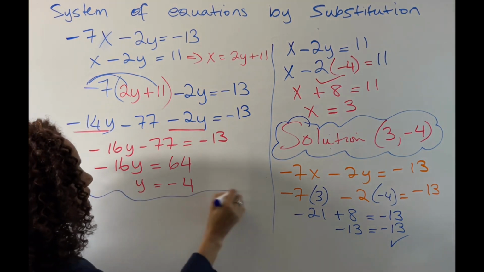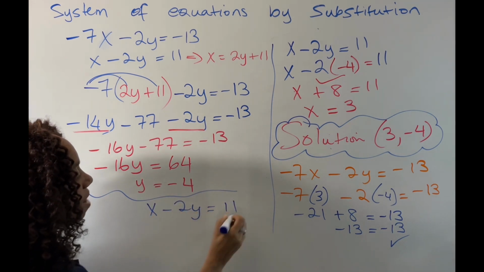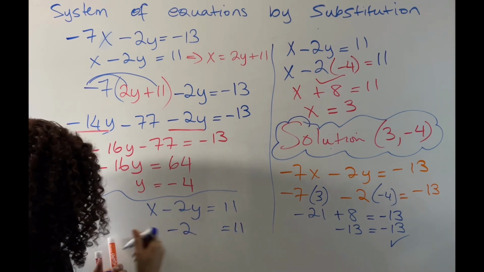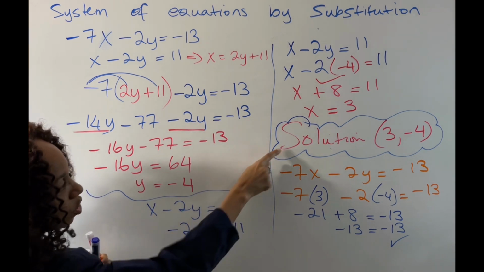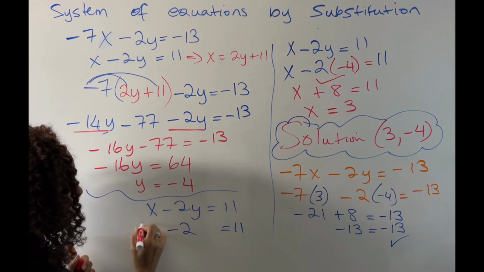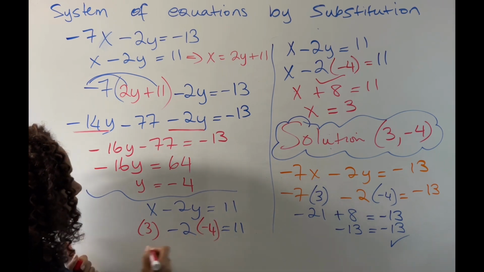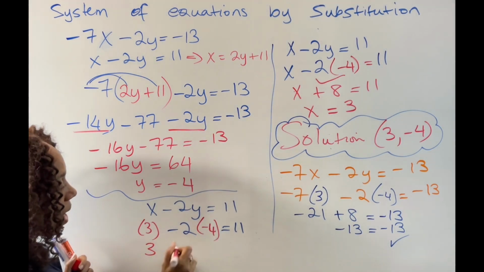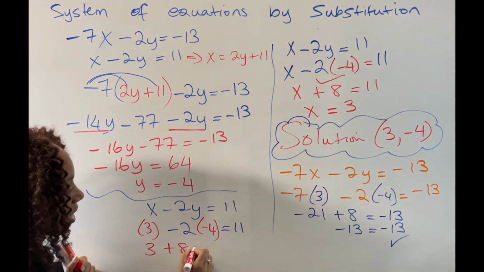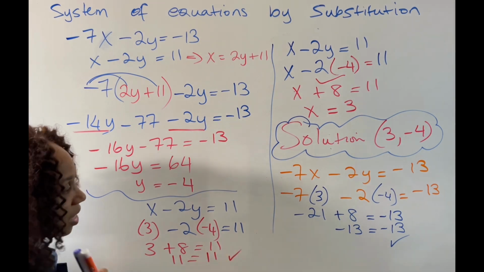Now you also are going to check x minus 2y equals 11, and by doing so, you're going to substitute the value that you got, which is your solution, in the equation. So you have your 3 and you have your negative 4. So 3, and then negative 2 times negative 4 is going to be a positive 8, equals 11. Yes, 11 equals 11, and that is indeed correct.